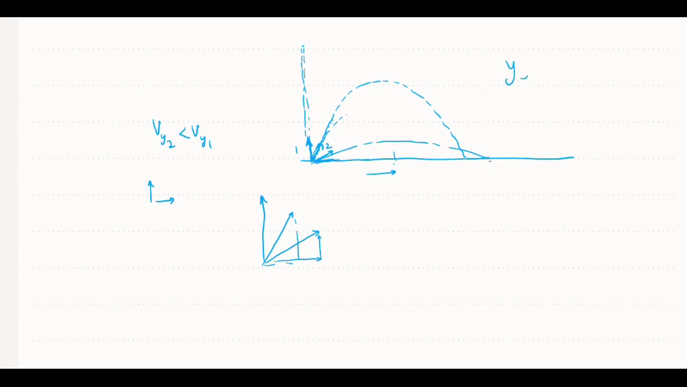From the y equations we get the time of flight, how long it's going to stay in the air, and from the x equation we get the range. Okay, this would be the range, or the distance that it travels in the x direction. So if the y component of velocity is large, it will stay a longer time, but it might have a smaller x component of velocity, so it might not go that far.